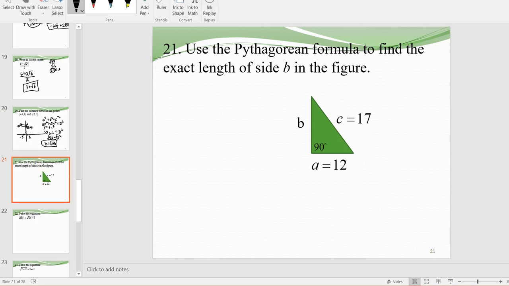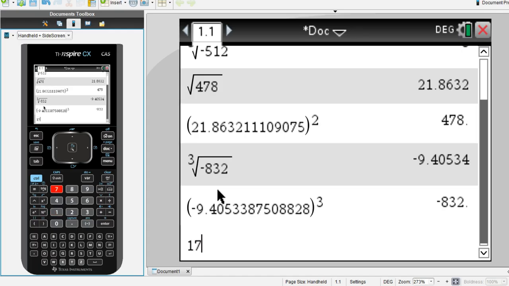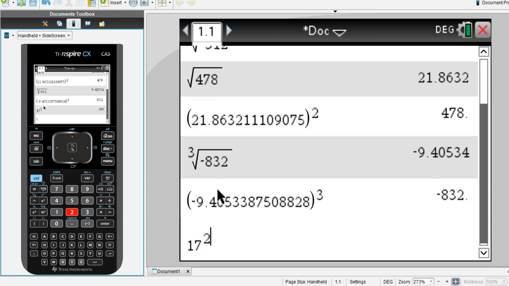Solve for the missing side. Well, this is still a right triangle. So a squared, or 12 squared, or 144, plus b squared, which we don't know, is equal to c squared, or 17 squared, or, I want to say 289. I don't want to get too cocky. What was it? 17 squared.